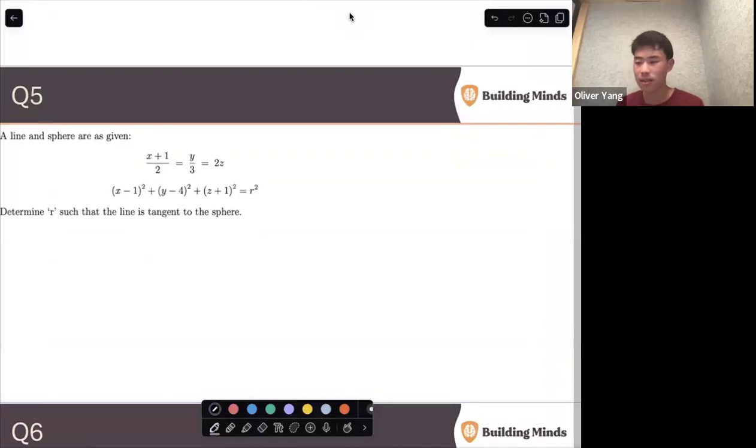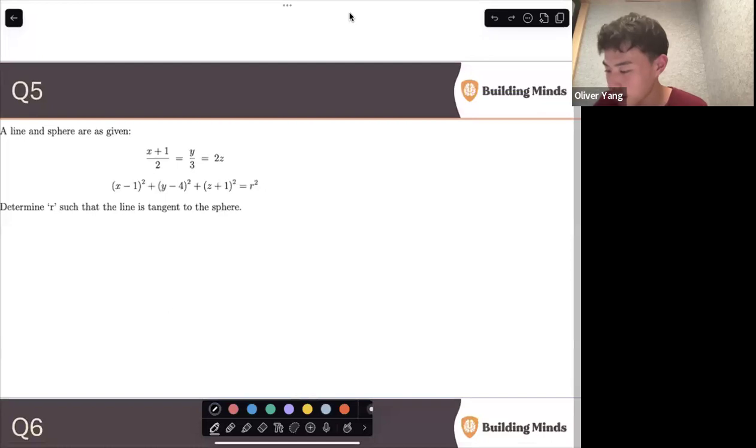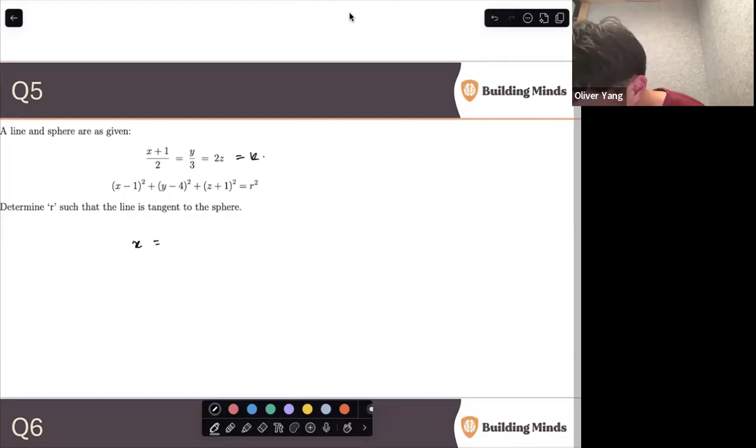The point doesn't really matter because there are multiple points on the line, so you can use any point and it should be correct. Anyways, so we've got our line here where it's equal to K, so we're gonna make it back into our Cartesian form: x equals 2K minus 1, y equals 3K, z equals K on 2.